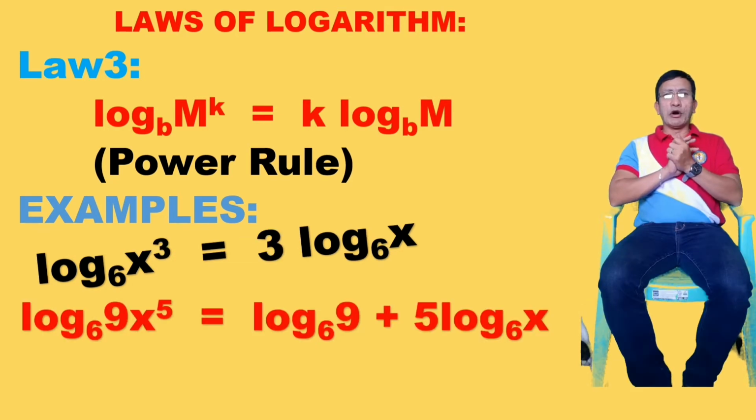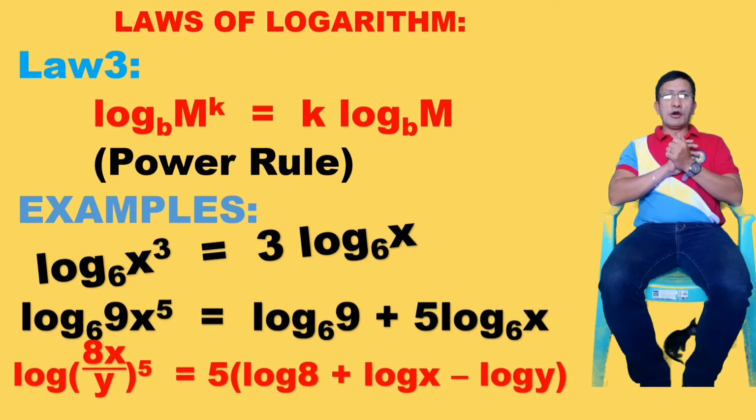Example number 2, log of 9x to the 5th equals log of 9 plus 5 log of x with base 6. In this, we can observe again two laws of logarithm. 9 times x to the 5th is product rule. That's why we added. And for the power rule, the exponent 5 became the coefficient of log of x.